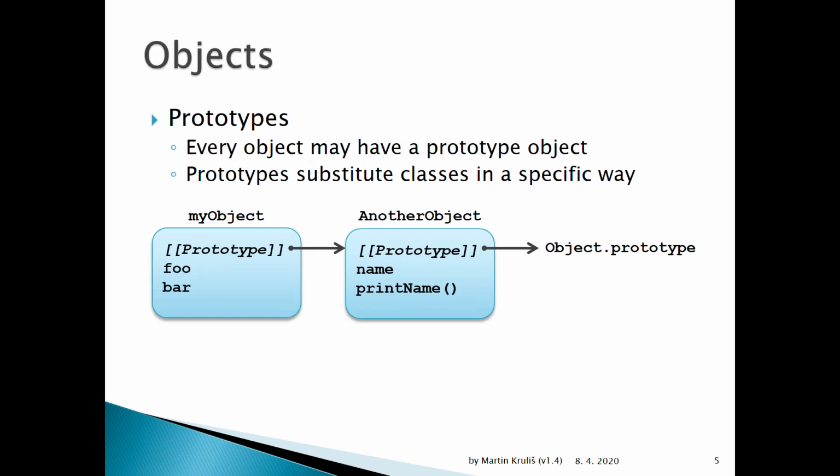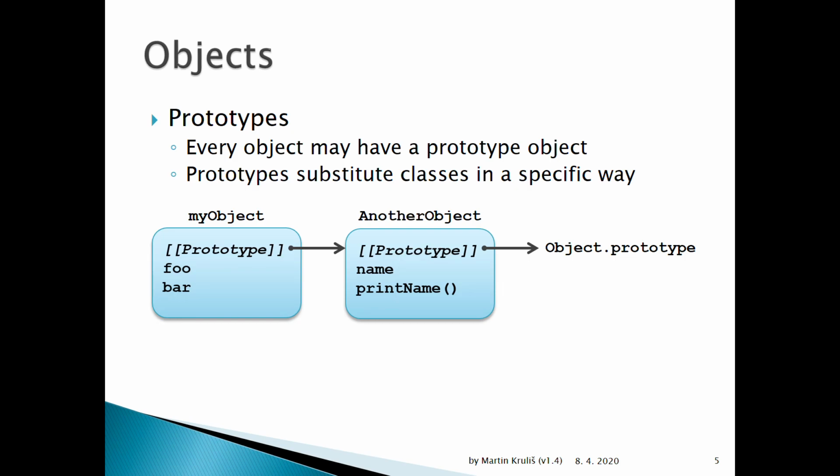Objects have no classes, but to provide at least some inheritance functionality, JavaScript introduces the prototyping concept. Prototyping means that every object may have another prototype object. The prototype object is referred to using an internal prototype property. Actually, this property is not visible, it's not enumerable, it's hidden inside the object. It cannot be directly accessed, but we can access it via, for instance, Object.getPrototypeOf. So we can access it using a specific function.